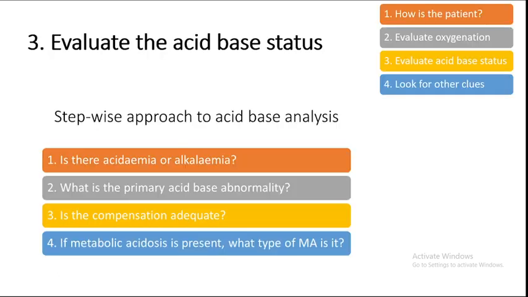Right, now we are going to move to our third step, which is to evaluate the acid-base status. Again, I'm going to give you this stepwise approach. So first look at the pH and see whether there is an acidemia or alkalemia. Then look at the primary acid-base abnormality. Then see whether there is a compensation and whether it's adequate. And if there is a metabolic acidosis, try to calculate the anion gap and see what type of a metabolic acidosis that is.